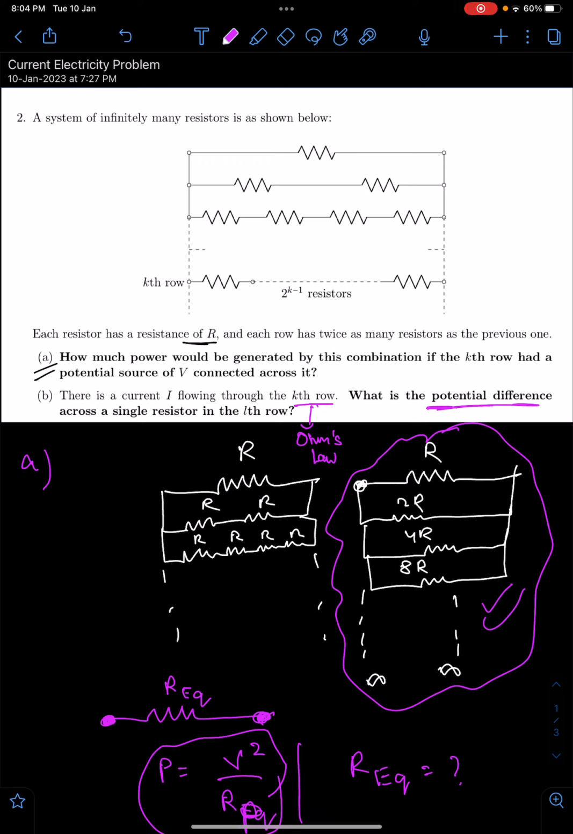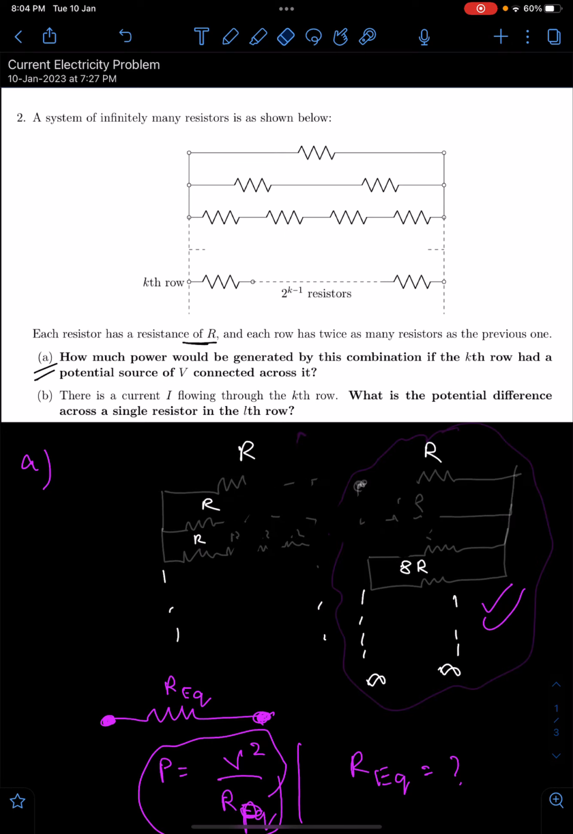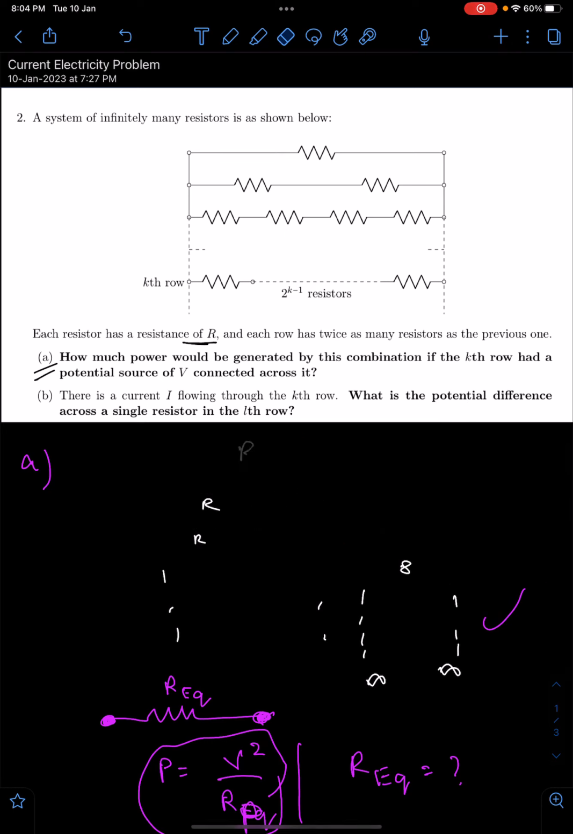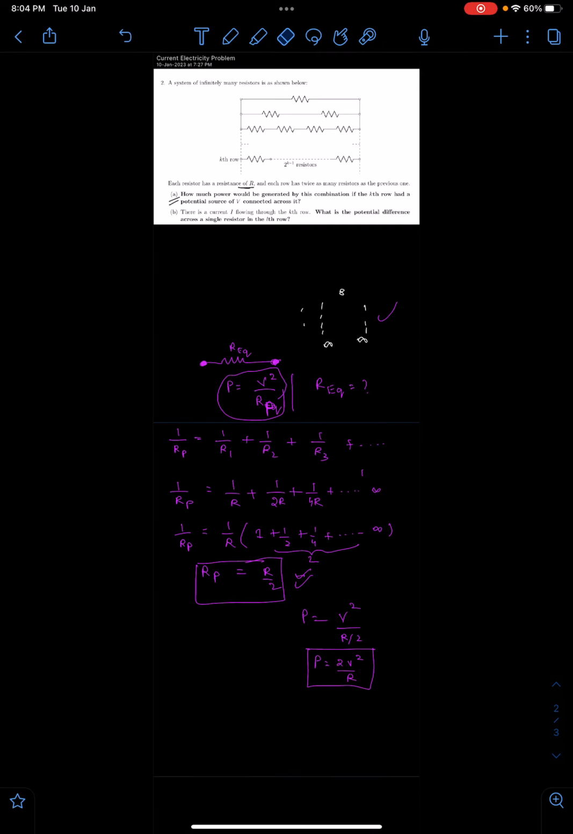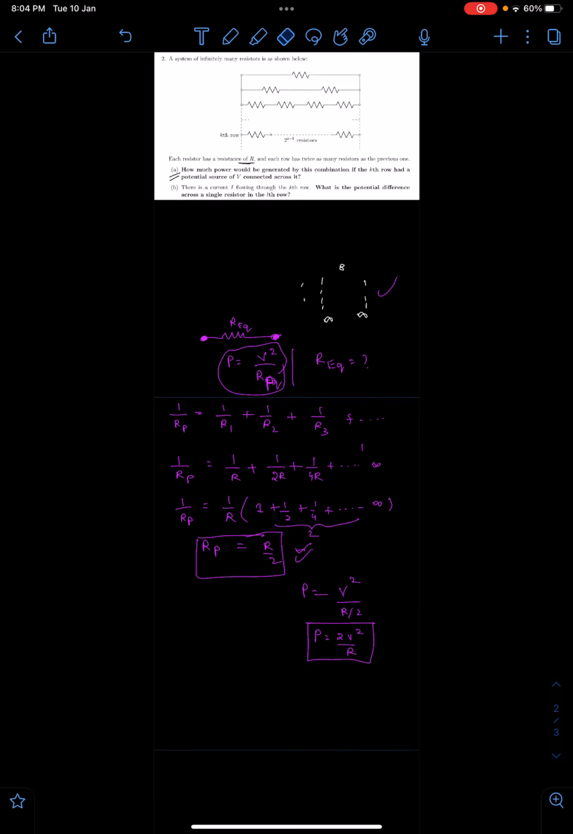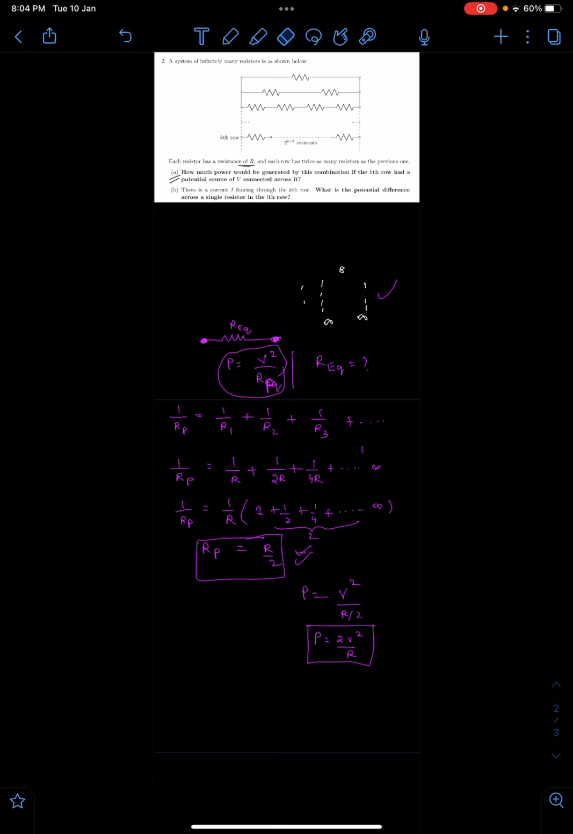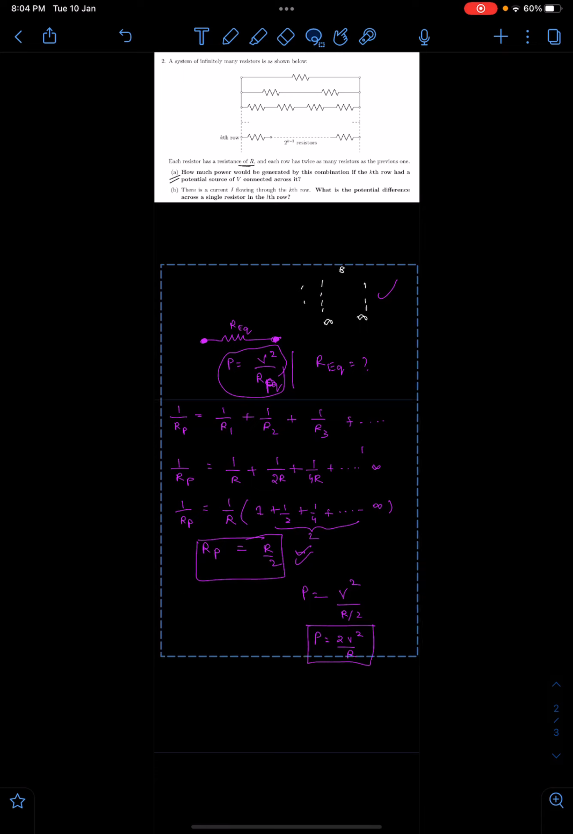There's a current I flowing through the kth row. So what will be the potential difference across a single resistor in the lth row? Okay, wait. Just take a look at the solution once. Yeah, I'm going to erase it. Delete. Yeah. So now, see.